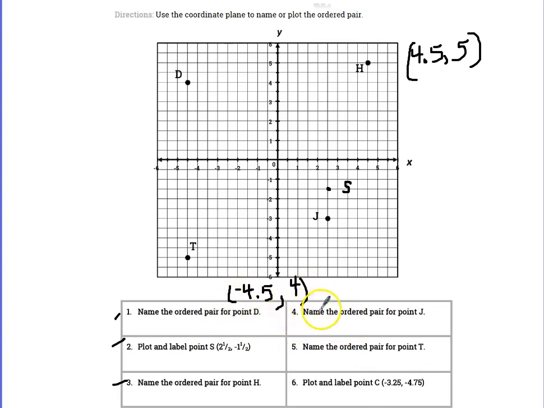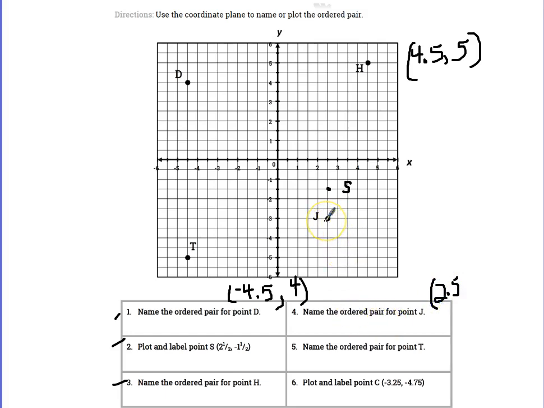So number 4, name the ordered pair for point J. Here's point J. And I know I need to start with my x first, so I'm going to follow along until I come to the line that this point is plotted on. And I'm going to read where that is on the x-axis. And that's 2.5. So I'm going to put 2.5.